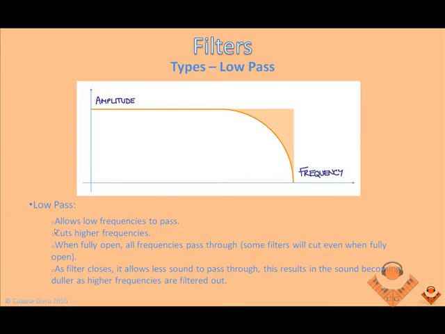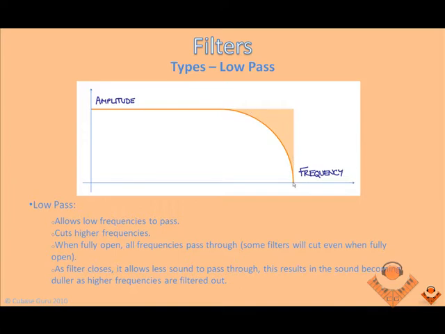Now, I've just got some information about a low pass here. A low pass filter allows low frequencies to pass. This is what this diagram is showing. If you've got a sound and this is the highest level of that sound and you have a low pass filter activated on it, if you imagine this is 20 Hz and this is 20,000 Hz on the frequency range, this section here are the low frequencies. These are the frequencies that the filter is allowing to pass through it untouched. This section here, the filter's cutting out.